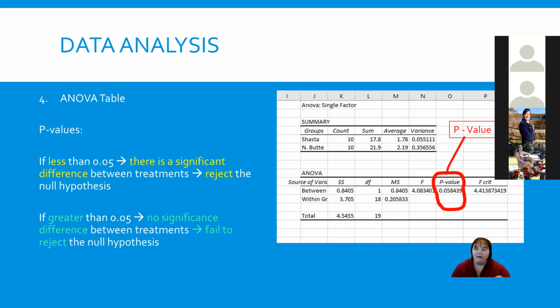Keep in mind, our null hypothesis said that there would be no difference between grazing location and cow mineral serum levels. However, if we have a p-value that is greater than 0.05, then no significance was detected between the treatments. Therefore, we fail to reject the null hypothesis. So if you need to write down in your notes, fail to reject is another word used loosely to accept. We accept our null hypothesis.